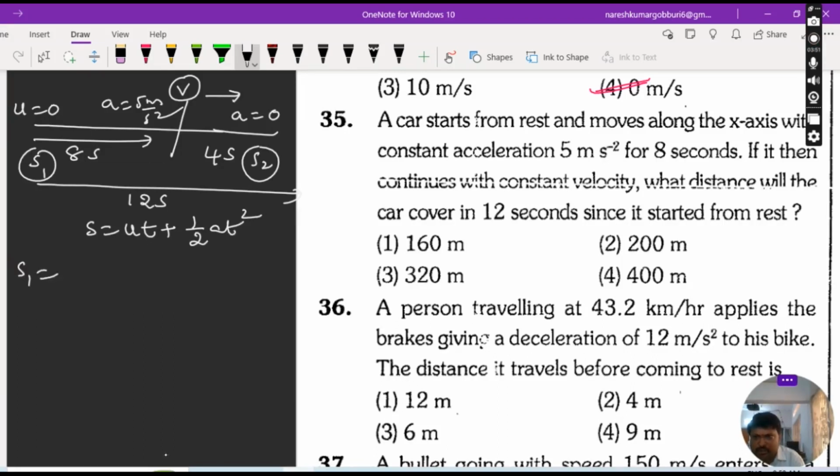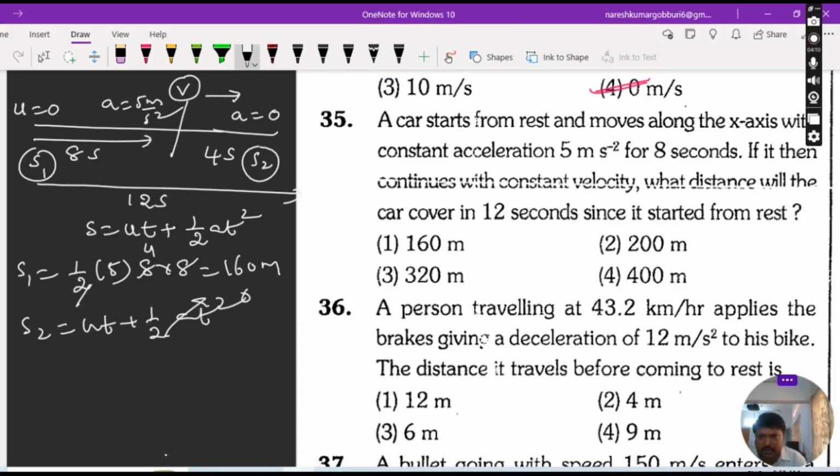Here S1 is equal to u is 0, half, in the place of a 5, t is 8 into 8. That is 2 1s are 2, 2 4s are 8, 5 4s are 20, 20, that is equal to 160 meter. Next, S2 is equal to ut plus half at square. Here acceleration is 0. So in the place of u, what is v? That is equal to u. So first find v. v equals u plus at. u is 0, a is 5, time is 8. That is equal to 40 meter per second.